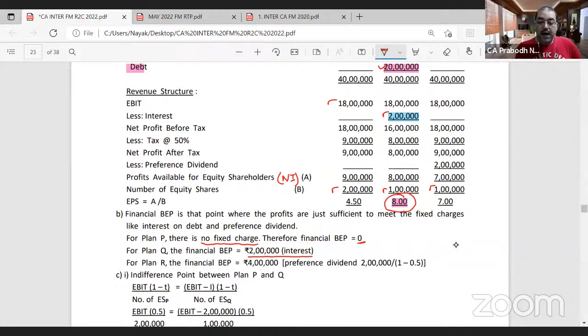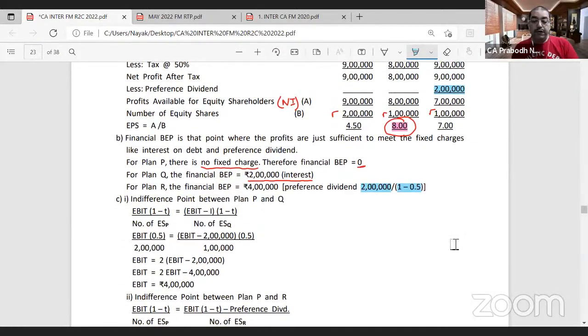Okay. Plan R, financial break-even point. I told you where EBIT is exactly equal to the interest, but in plan R we don't have interest. What do we have in plan R? In plan R we have preference dividend 2 lakhs. But I told you that if preference dividend is to be taken, you have to divide by 1 minus t. So I have taken preference dividend 2 lakhs, and I have divided by 1 minus t. So 2 lakhs divided by 1 minus 0.5 gives me the amount of break-even point. Okay, so remember all these small issues.